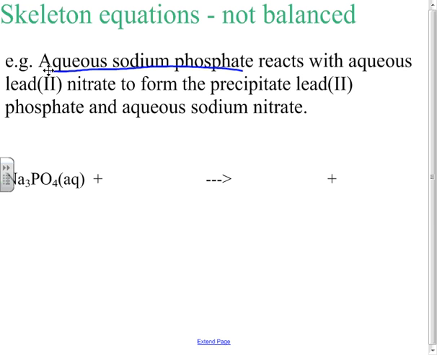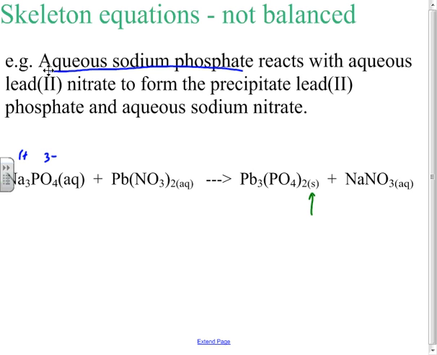So you've got 3 sodiums because it's a 1 plus. The phosphate's a 3 minus, and it is aqueous, so that is the correct formula unit for sodium phosphate. That is going to react with the aqueous lead(II) nitrate. So there is the lead(II) nitrate in the aqueous state. And it's going to form the precipitate lead(II) phosphate. And so here's the precipitate. Note it is now indicated that it is in the solid state, and aqueous sodium nitrate. So this is the skeleton equation, indicates the reactants and products, all the formulas written correctly, and the states of the substances are indicated.